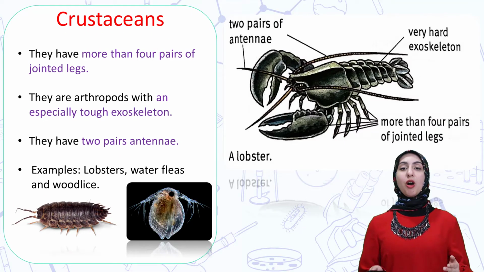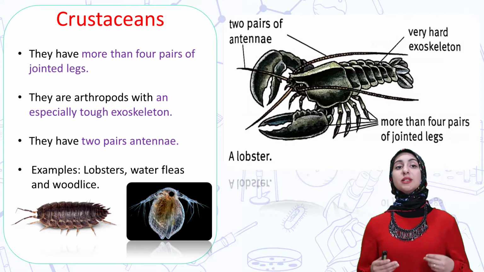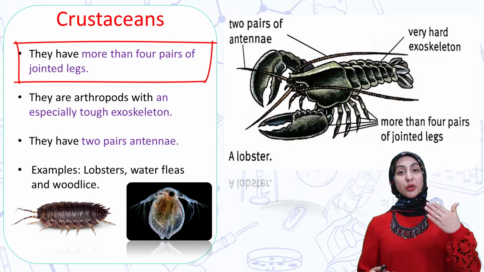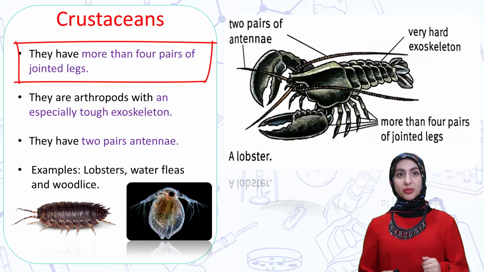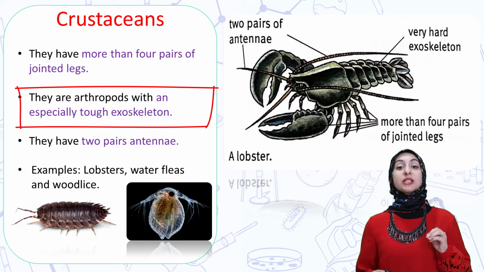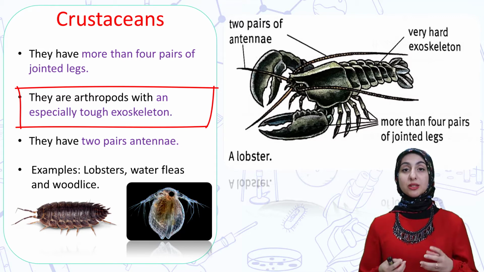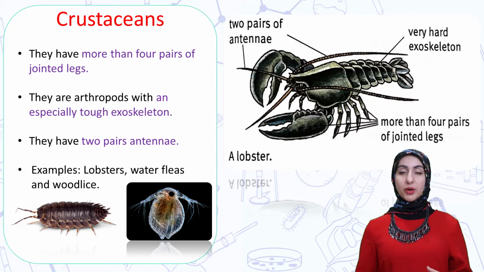The third group of arthropods is crustaceans. Crustaceans have more than 4 pairs of jointed legs. So this means on each side you will find more than 4 jointed legs. They are arthropods with an especially tough exoskeleton. This means if you find any animal with an exoskeleton, it will be classified as a crustacean. For example, lobsters, water fleas, and wood lice.